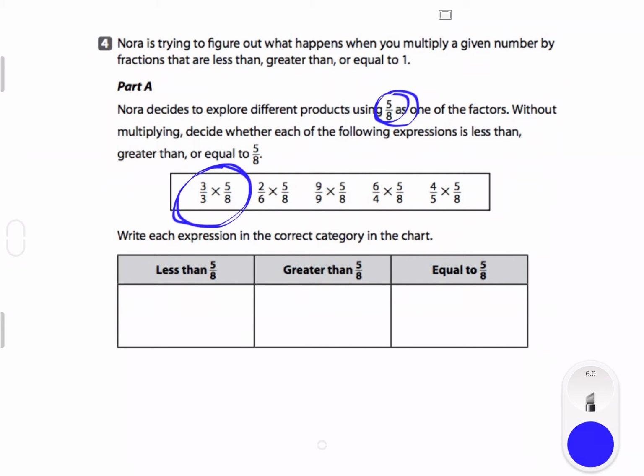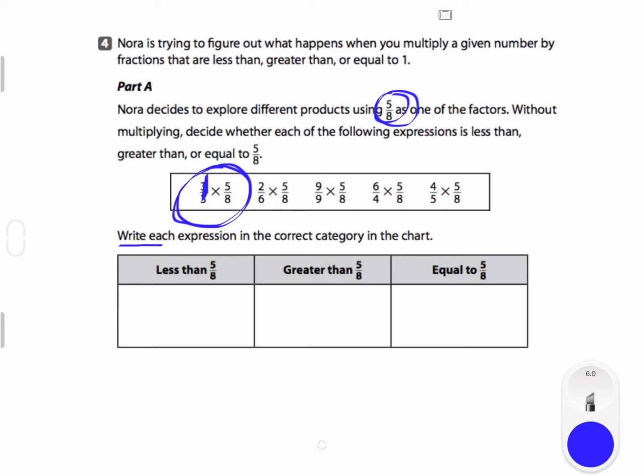5/8, and we're going to multiply it by 3/3. 3/3 is the same as just 1. Any number times 1 is that number again. So 5/8 times 1 is going to be 5/8. It will be equal to 5/8.